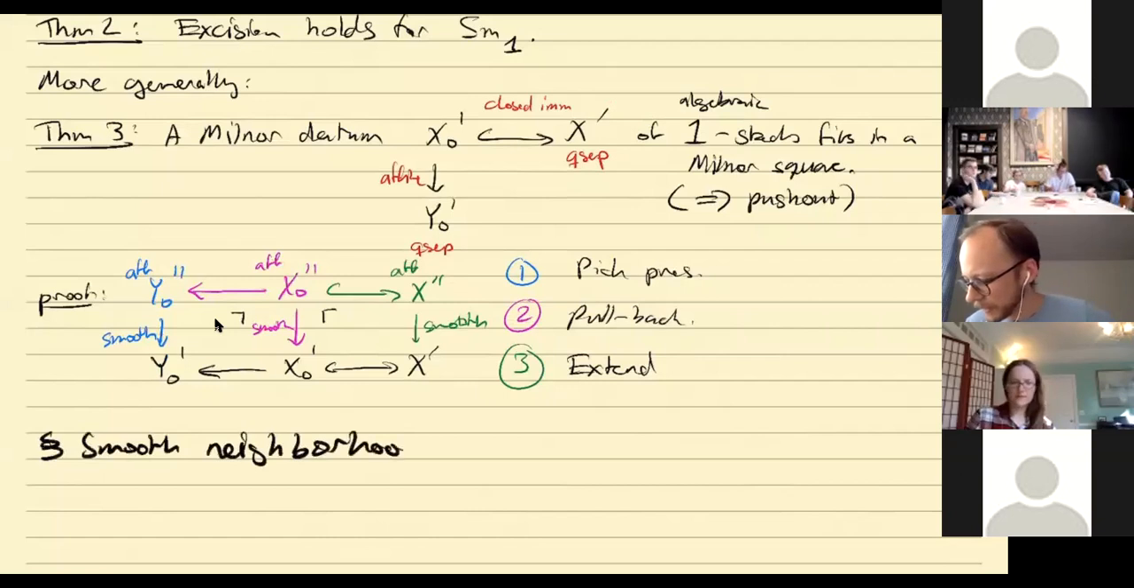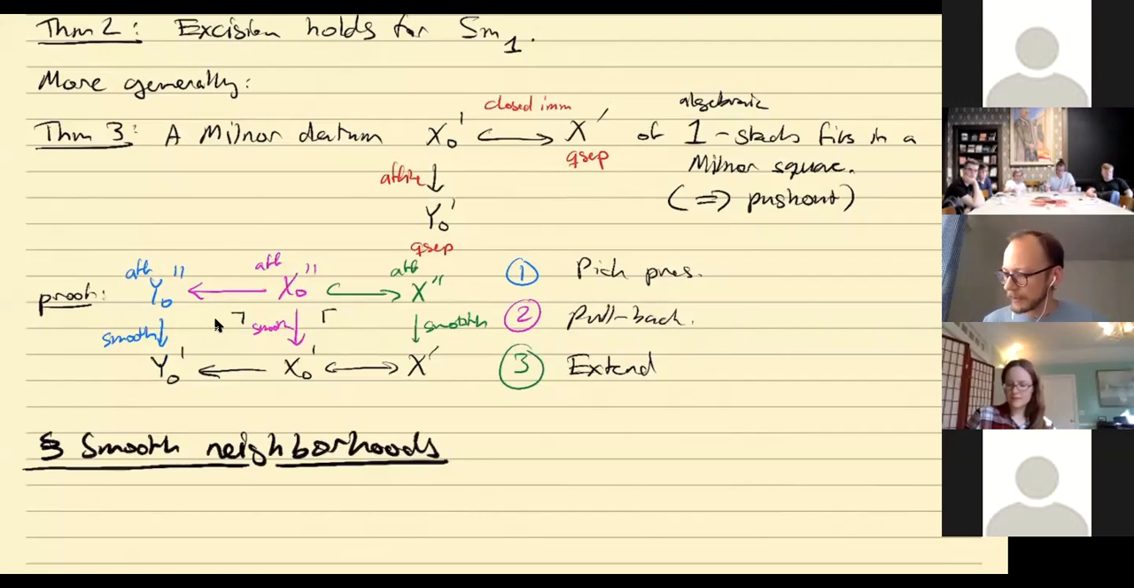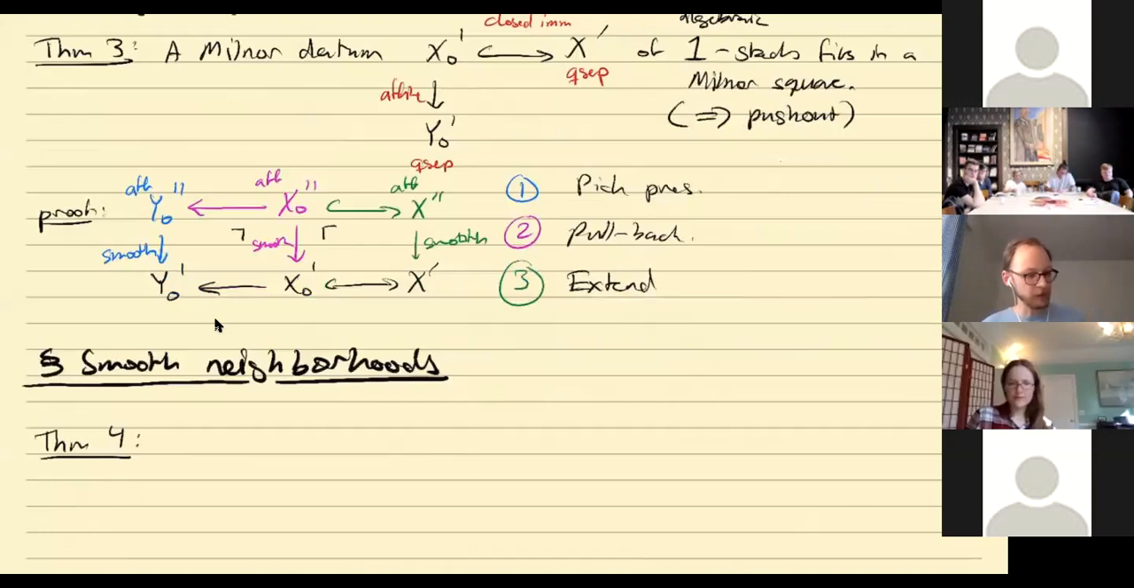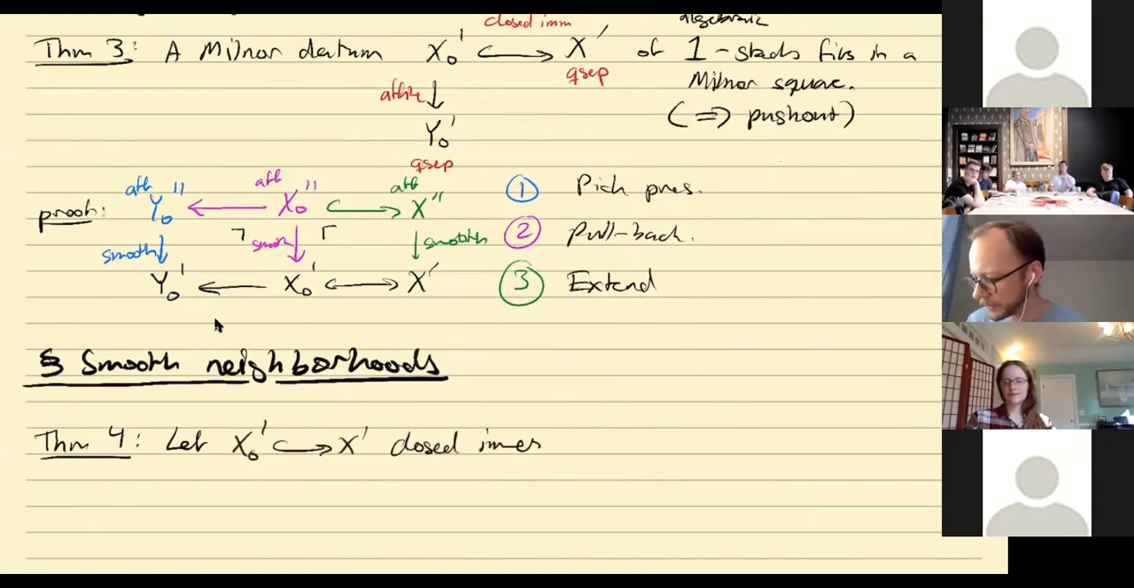But I mean, the étale case is also nice. So I guess this is Theorem 4, that we can find an extension if we are working with one-stacks, co-separated one-stacks. Yeah, let me keep the same notation here. So this is a closed immersion of algebraic one-stacks.